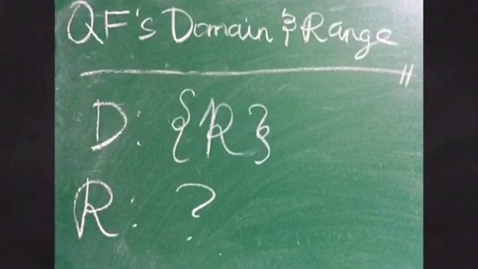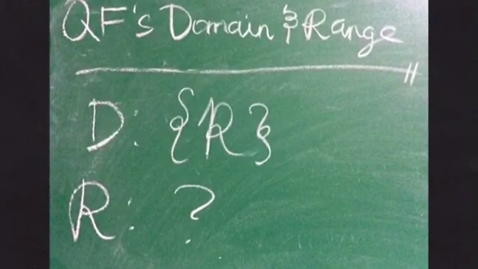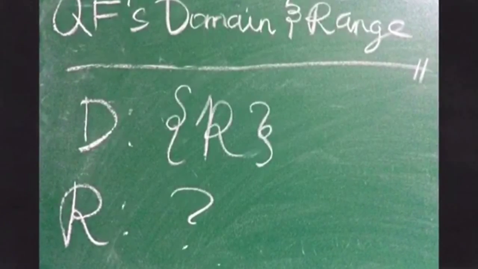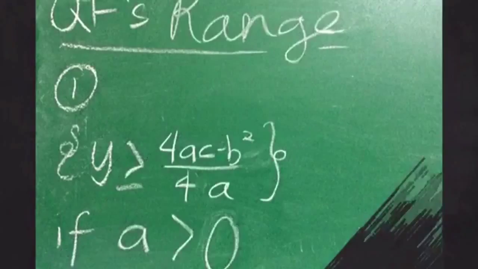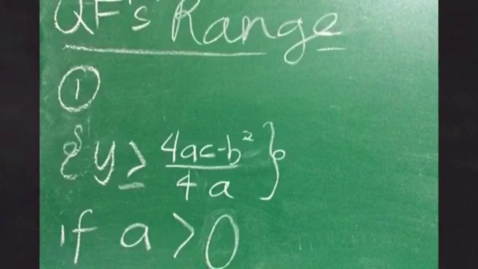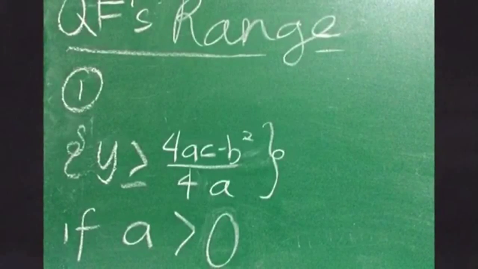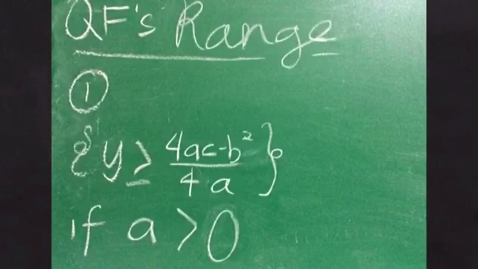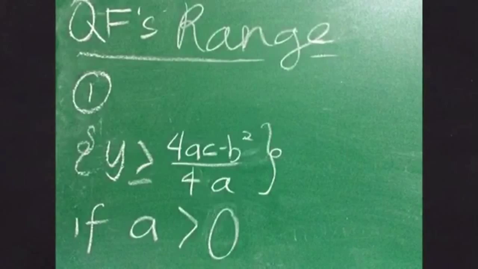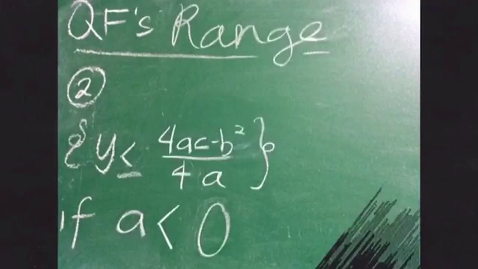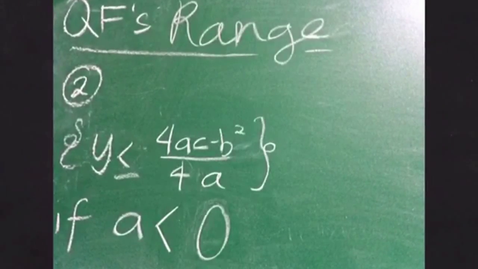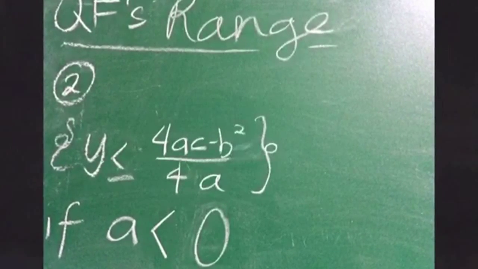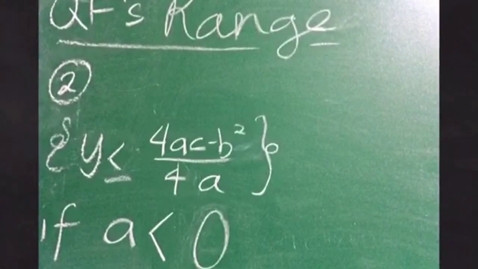A quadratic function's domain is always a set of real numbers. But for its range, you must solve for its restrictions using formulas. The first formula is y is greater than or equal to 4ac minus b squared all over 4a. Only use this formula if a is positive. If a is negative, use the formula y is less than or equal to 4ac minus b squared all over 4a.